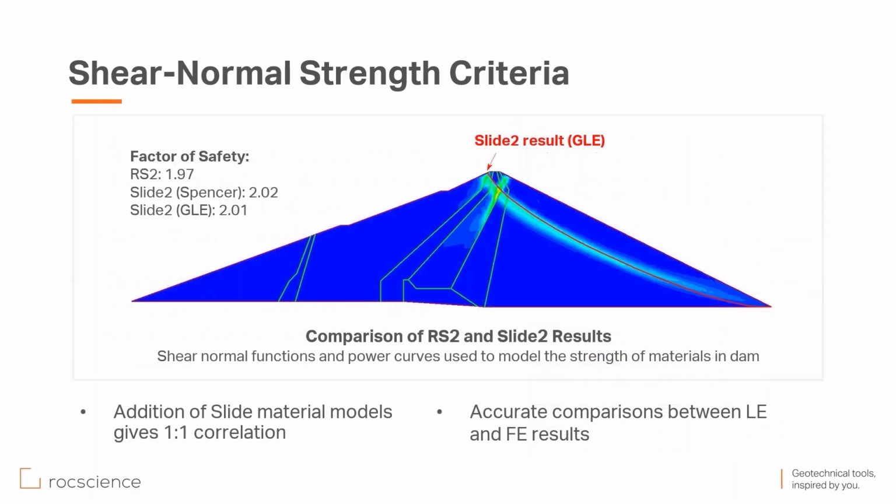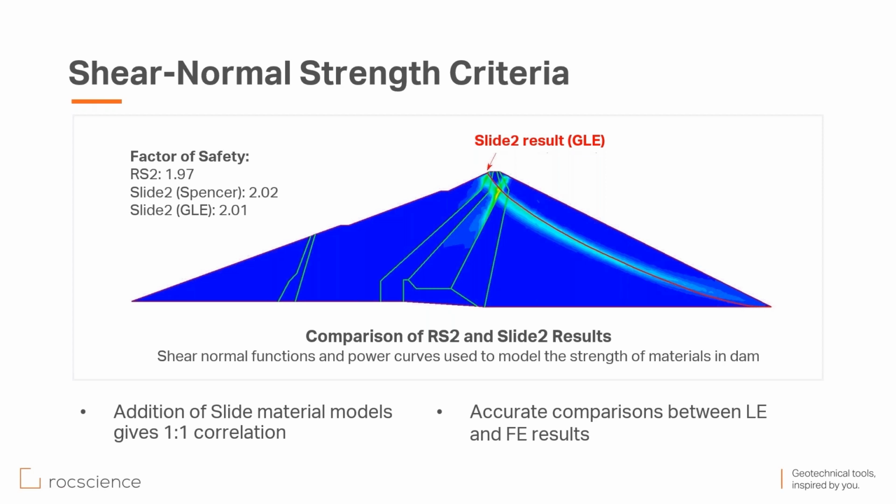As an example, for the embankment that you are seeing here, we are using a shear normal function and a power curve to model the strength of the material in this dam. And because we have the same strength criteria in our limit equilibrium packages and finite element packages, you can have a one-to-one correlation and comparison between these 2 methods and software. In this case, the factor of safety that we are getting from RS2, finite element SSR, is 1.97. The factor of safety that we are getting from Slide 2 using limit equilibrium is 2.